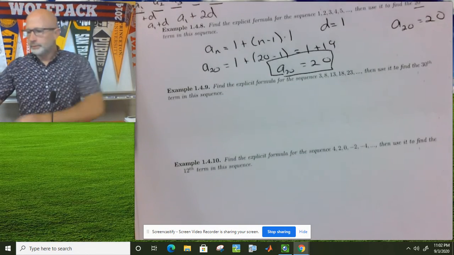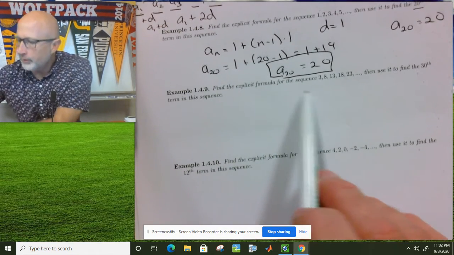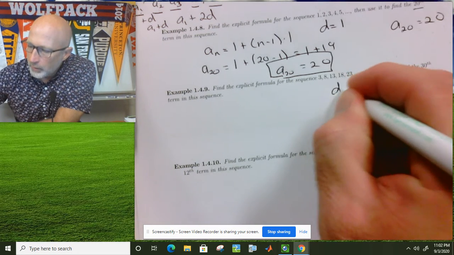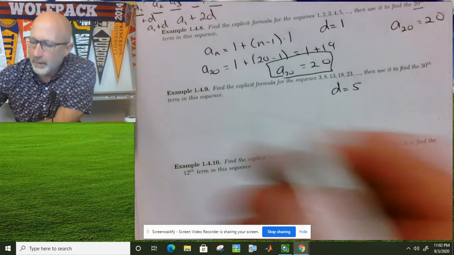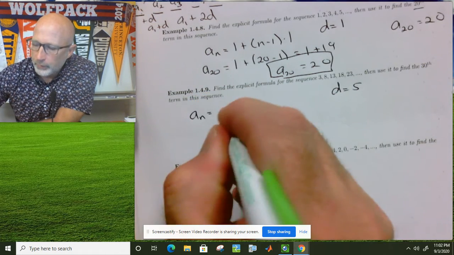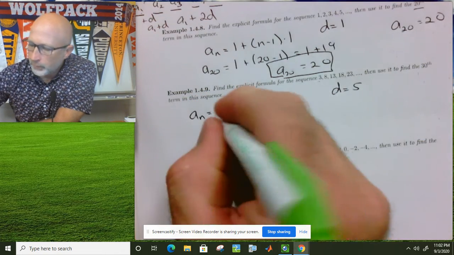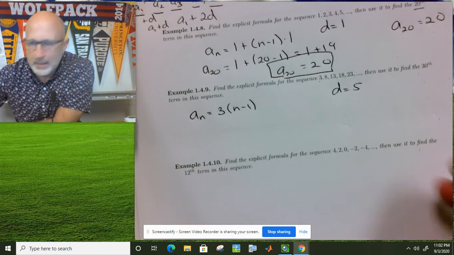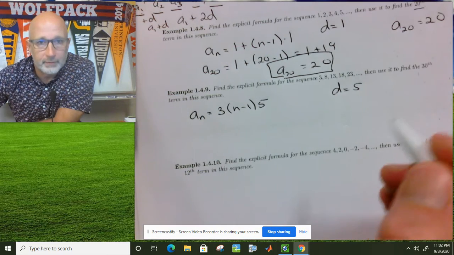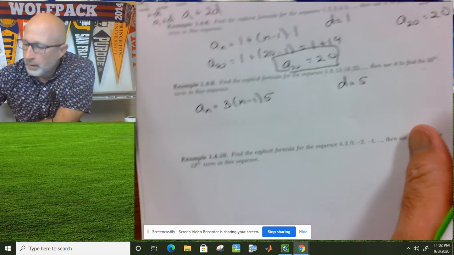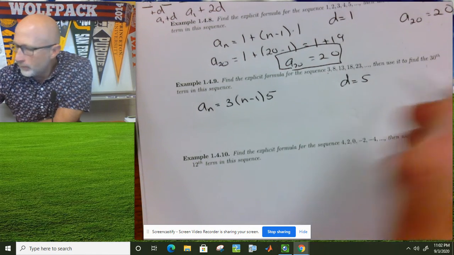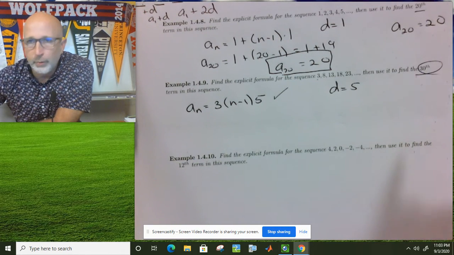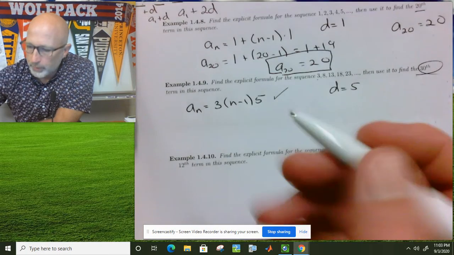Next question. Find the explicit formula for the sequence 3, 8, 13, 18, 23, and so on. Once again, we knew that the common difference here was 5. So A of n is equal to A of 1, which is 3, plus n minus 1 times the common difference D, which in this case is 5. So this is what my equation is. Now I want to use this to calculate the 30th term, so just plug it in.